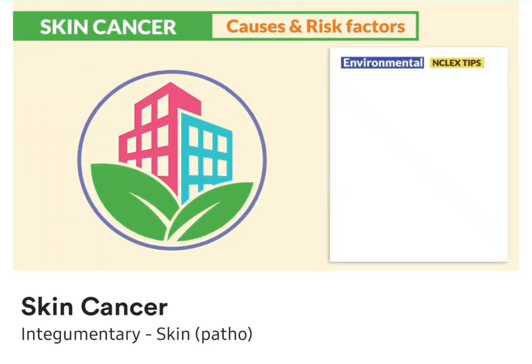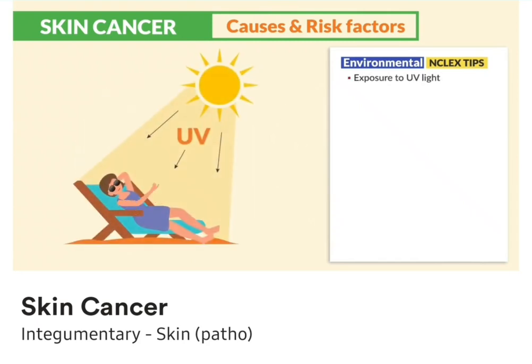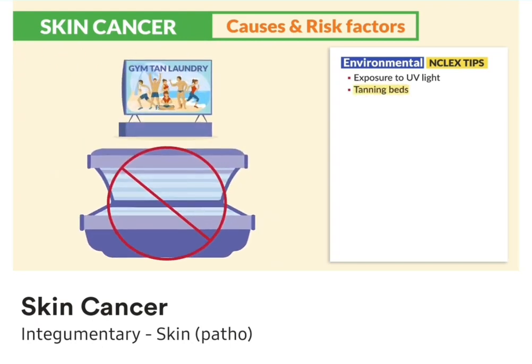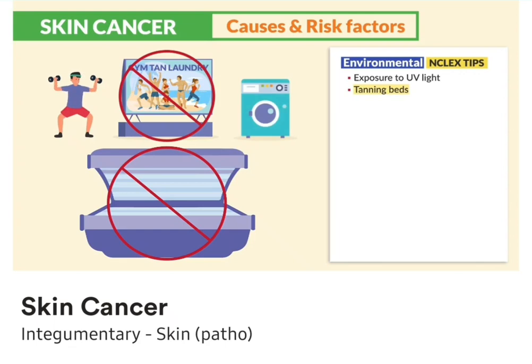So for environmental, the big NCLEX tip is exposure to UV light. Now this is the most tested since it's the most common. So we want to avoid tanning beds. Write that one down. Like the old Jersey Shore TV show: gym, tan, and laundry. No, no tan, just the gym and the laundry.